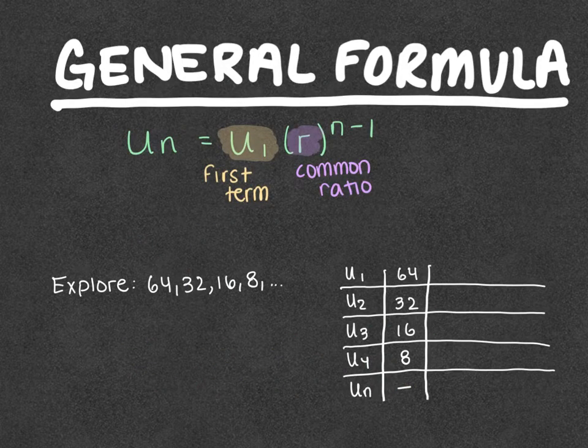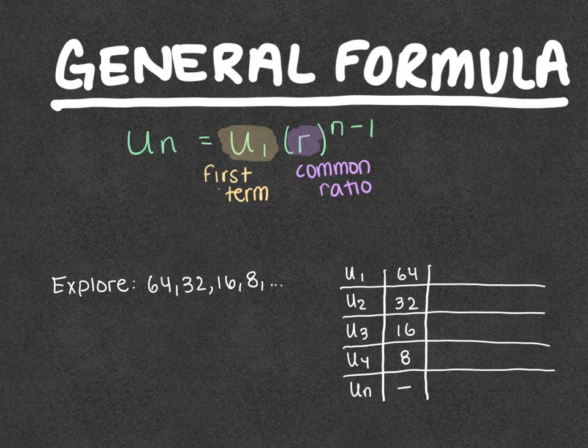Because this is a recognizable pattern, there is a general formula for geometric sequences. It's very similar to arithmetic sequences, but instead of a difference, we have a ratio. So the formula is u sub n equals our first term times the common ratio to the power of n minus 1. And again, I don't like to just give you the formula, so let's break this down and see why that works and how that happens.